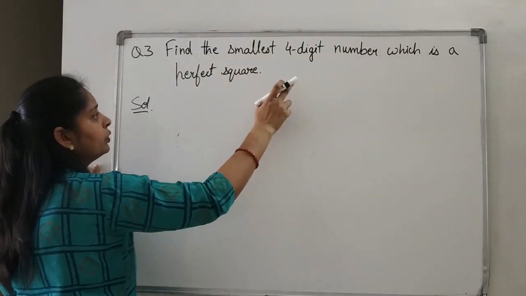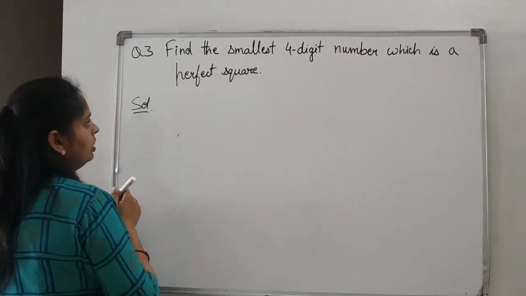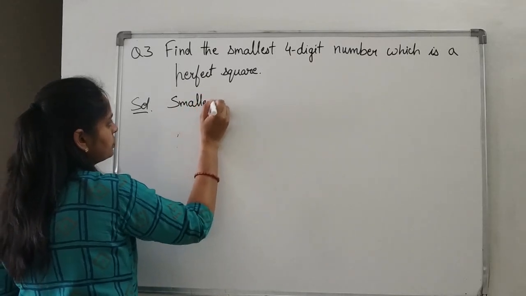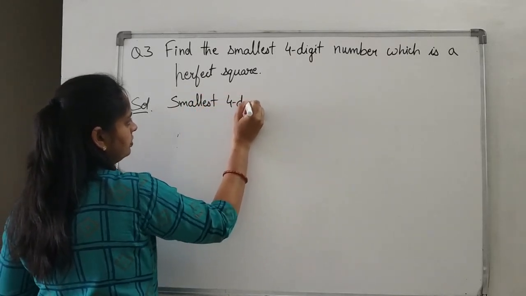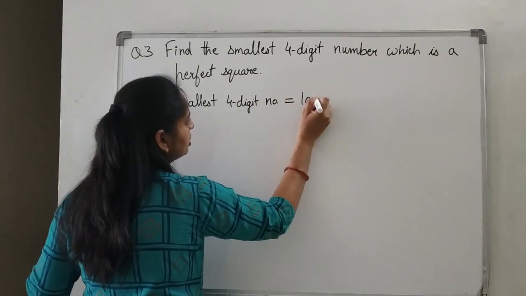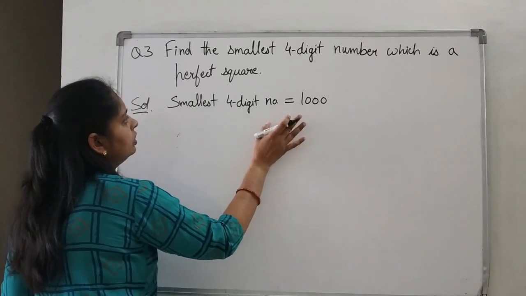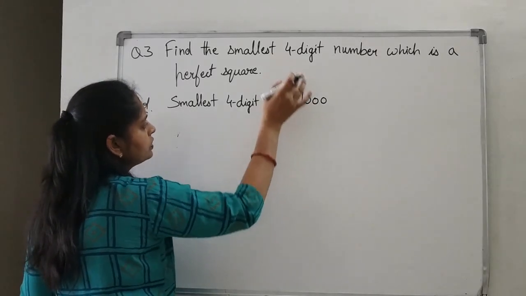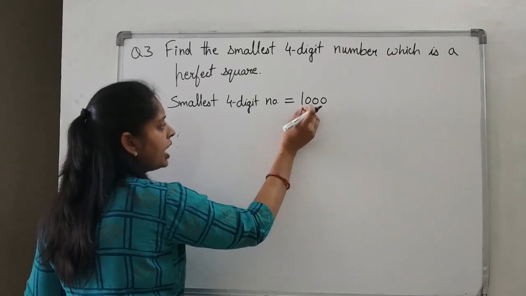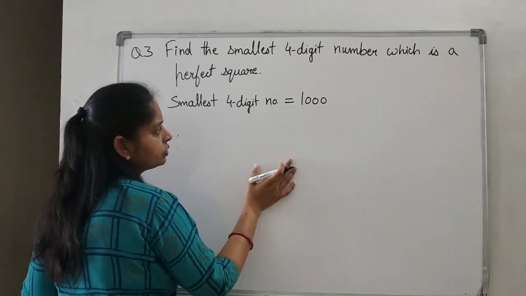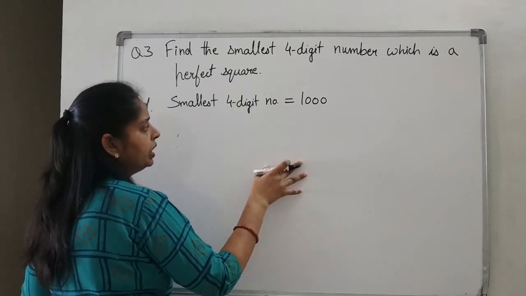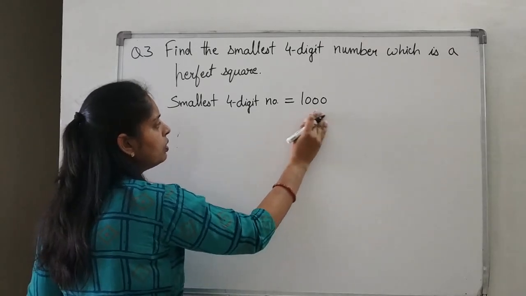Find the smallest 4-digit number which is a perfect square. So what is the smallest 4-digit number? Smallest 4-digit number is how much? 1000. Right. Now first thing, we have to find the smallest 4-digit number. So this is the least 4-digit number. So obviously we need to add something in this to make it a perfect square, because if we subtract something, you'll get a perfect square number, but that will be a 3-digit number.